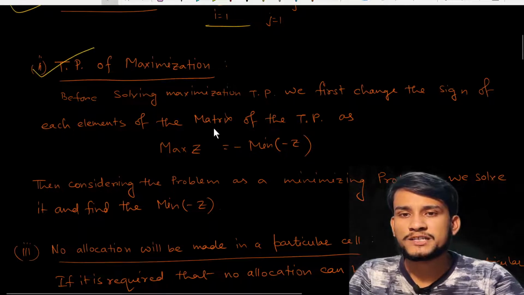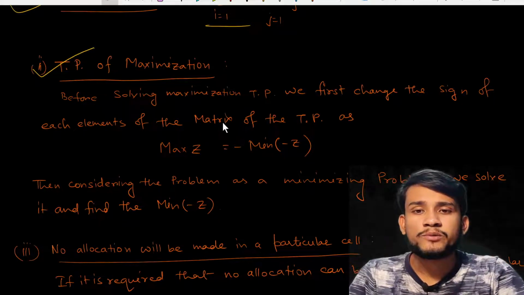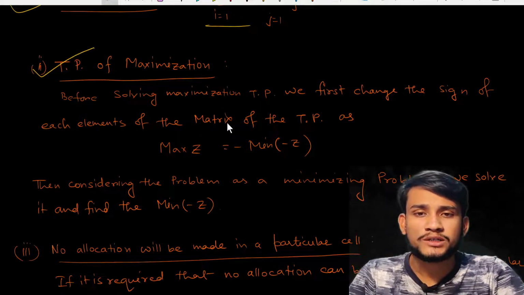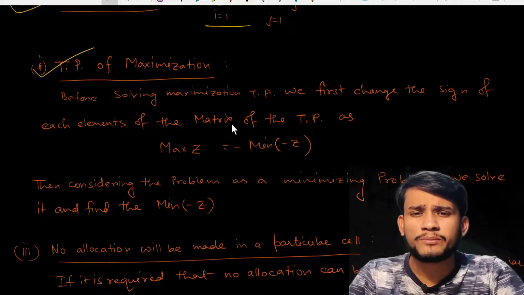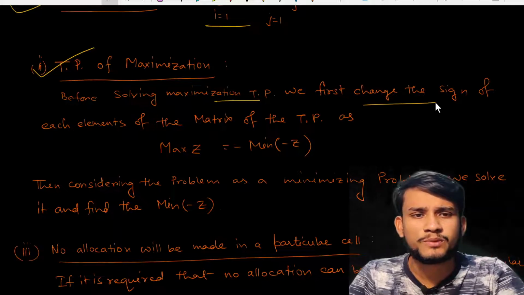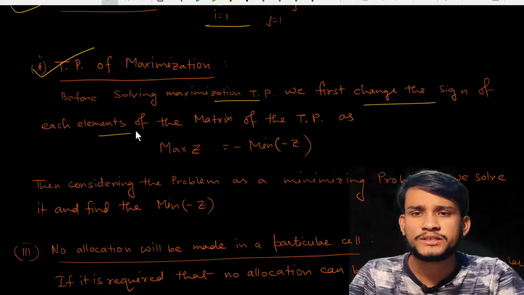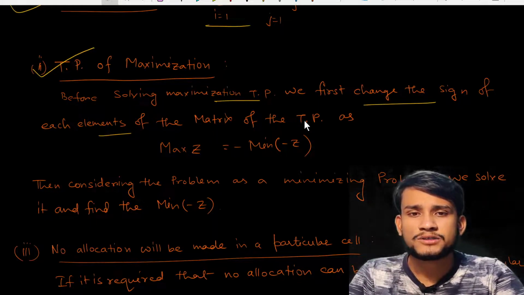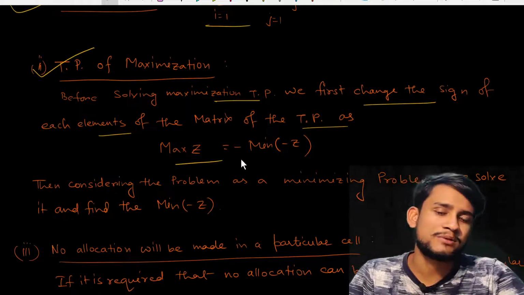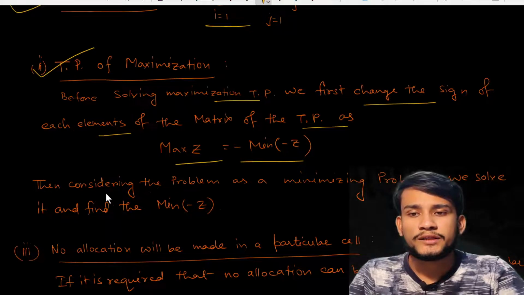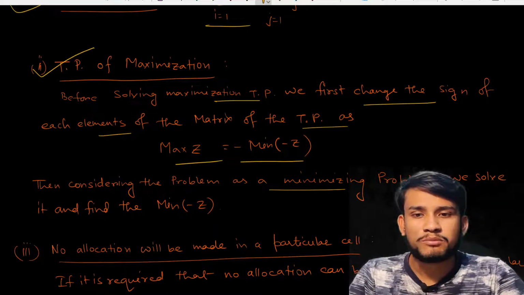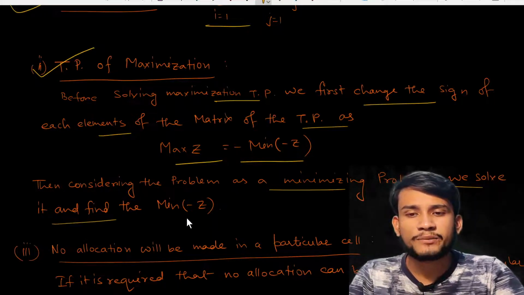Transportation problem of maximization: if in the question we have to solve the maximization of the transportation problem, we first change the sign of each element of the matrix of the transportation problem. Maximum of z equals minus of minimum of minus z. Then, considering the problem as a minimizing problem, we solve it and find the minimization of minus z.